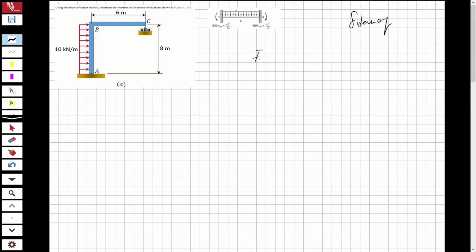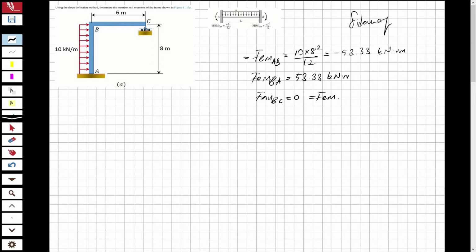First I'm going to specify the fixed end moment from A to B. Fixed end moment from A to B will be WL squared over 12. So WL squared, it will be 10 times 8 squared over 12, and that will be negative also, because from A to B, minus 53.33 kilonewton meter. From BA, that will be equal to this value, because it's the same. And for BC, it will be 0. It's also equal to CB.